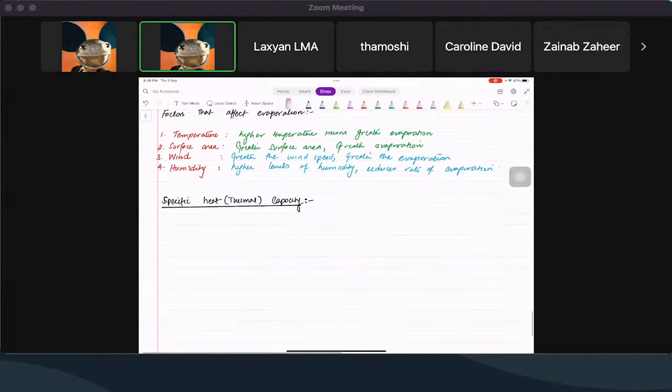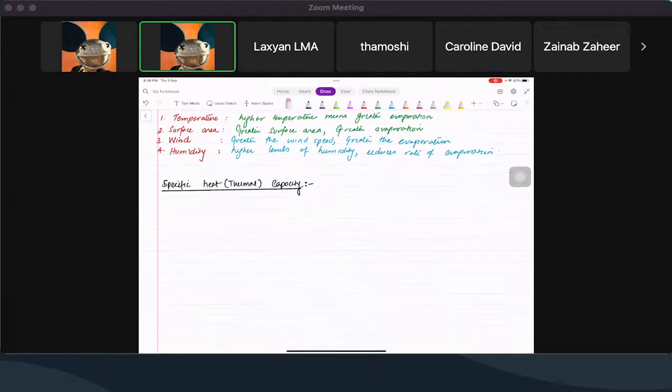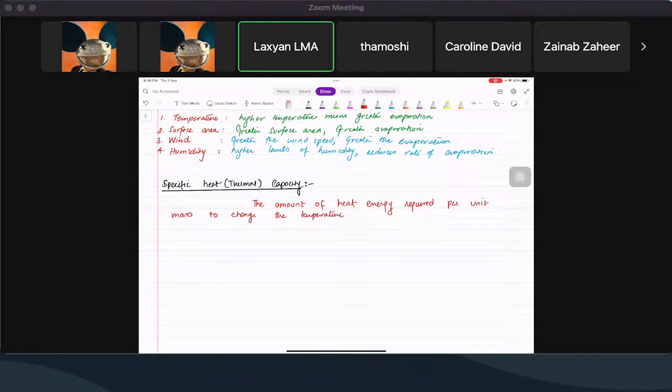Okay, so specific heat capacity or thermal capacity means the amount of heat energy required per unit mass to change the temperature by 1 Kelvin or 1 degree Celsius. So this is the exact definition. Okay.